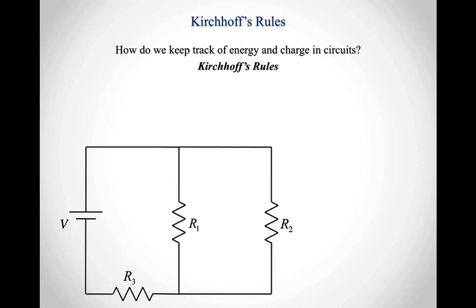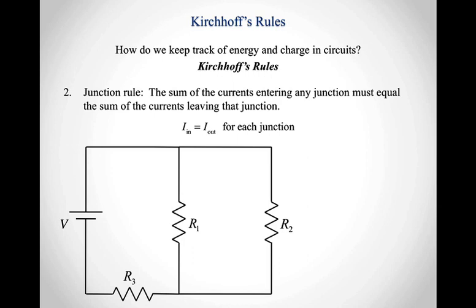That's rule number one. Rule number two is the junction rule. The junction rule tells me that the sum of all the currents entering any junction must equal the sum of all the currents that go out. So largely this just says that you can't lose any current in a junction. Right? You can't gain any current in a junction either.